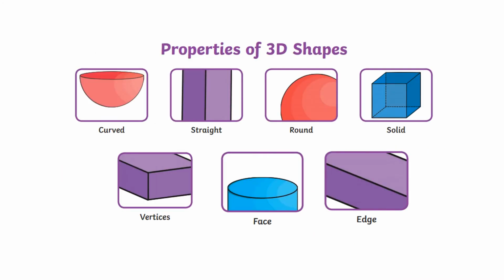Here are some words we've been learning about this week, and these words are used to describe the properties of 3D shape. We have the words curved and straight, round and solid, because we know that 3D shapes are solid shapes. We also have the words vertices, face and edge, and these are the properties we use to describe 3D shapes.